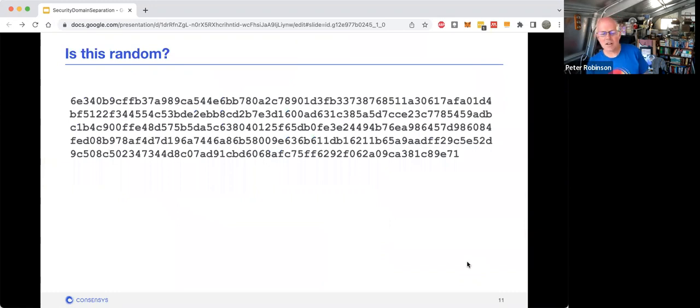And so I'm going to pose a question to people. Is this sequence of bits, of bytes, is it random? So what are people's thoughts?